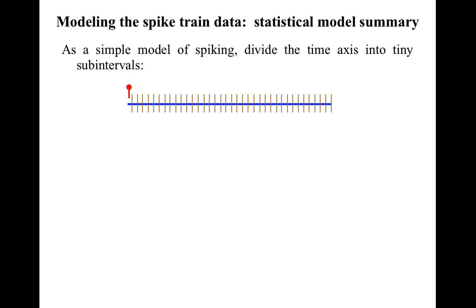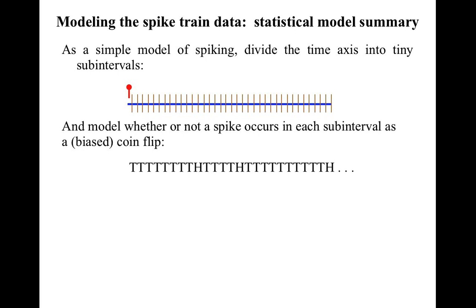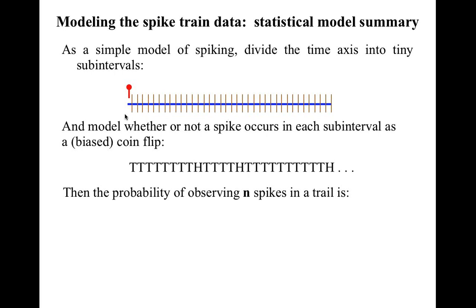So let's now summarize our statistical model of some spiking. So this is a relatively simple model of spiking, and to start, what we did is we divided the time axis into many tiny subintervals. And then our model was a coin flip. And what we decided is that whether or not a spike occurs in each subinterval depends on our biased coin flip. So we flip our coin for each subinterval, and whenever we get an H, we say that a spike has occurred in that subinterval. We were then able to write down expressions for the probability of observing N spikes. So we want to know how many spikes do we observe in this single trial.